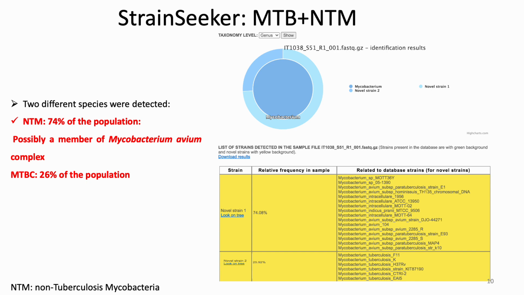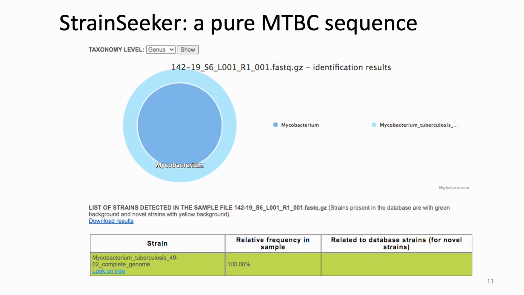One of them is an NTM, that is Mycobacterium avium complex, or a member of Mycobacterium avium complex in this FASTQ file, and we have about 26% of the Mycobacterium tuberculosis. So in this FASTQ file, we have a mixture of NTM and MTB that StrainSeeker has the ability to distinguish between these two species for us.